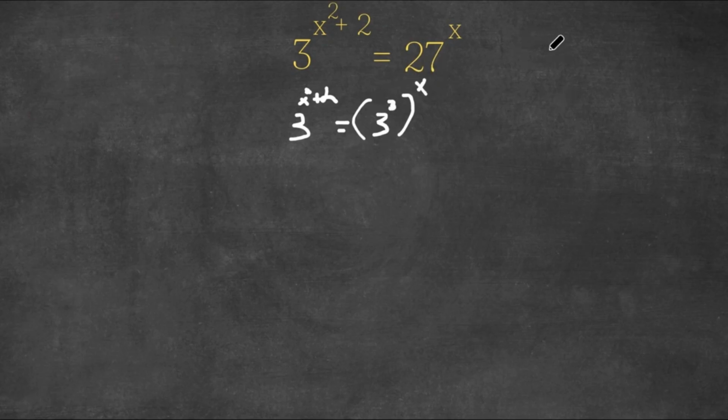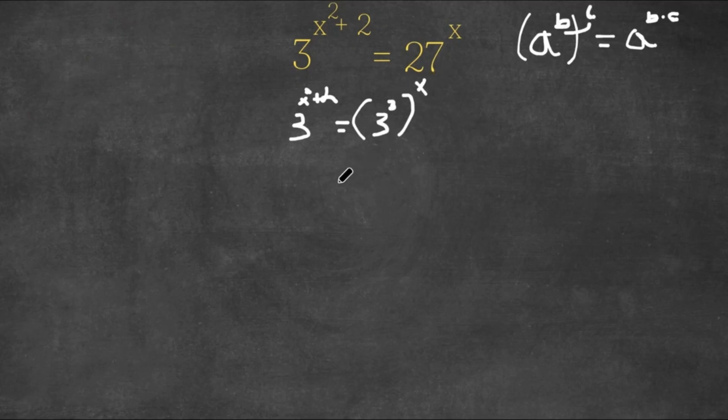Now remember, an important property of exponents is that if you have a to the power of b to the power of c, this is equal to a to the power of b times c. So these two exponents multiply. Over here we have 3 to the power of 3 to the power of x, and this is equal to 3 to the power of 3 times x, which is just 3x. And this is still equal to 3 to the power of x squared plus 2.